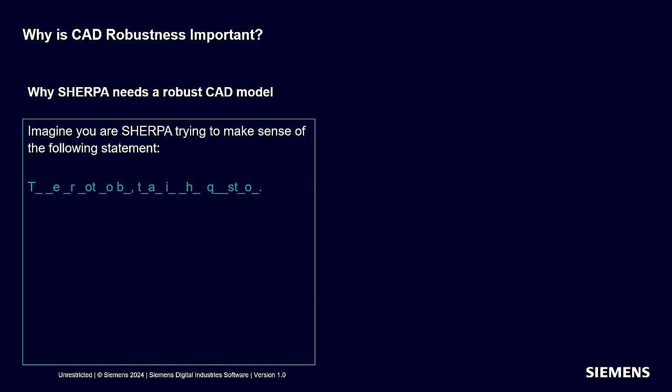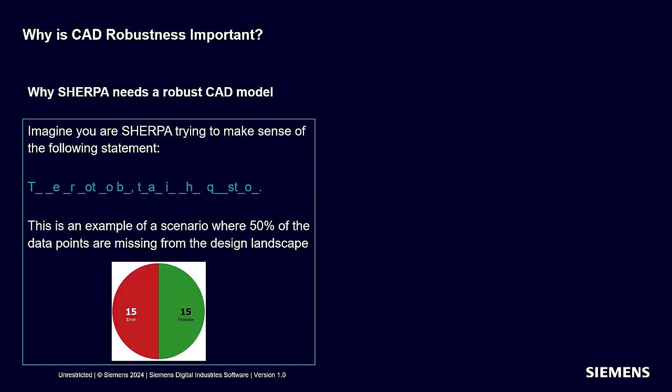This is equivalent to us trying to determine what this sentence means. In it, 50% of the answer is missing. It can be very difficult to determine the correct answer with only 50% of the needed information. The same is true for SHERPA. Having only 50% of the information from the design space makes it very difficult to find innovative solutions. This is where CAD robustness comes into play.